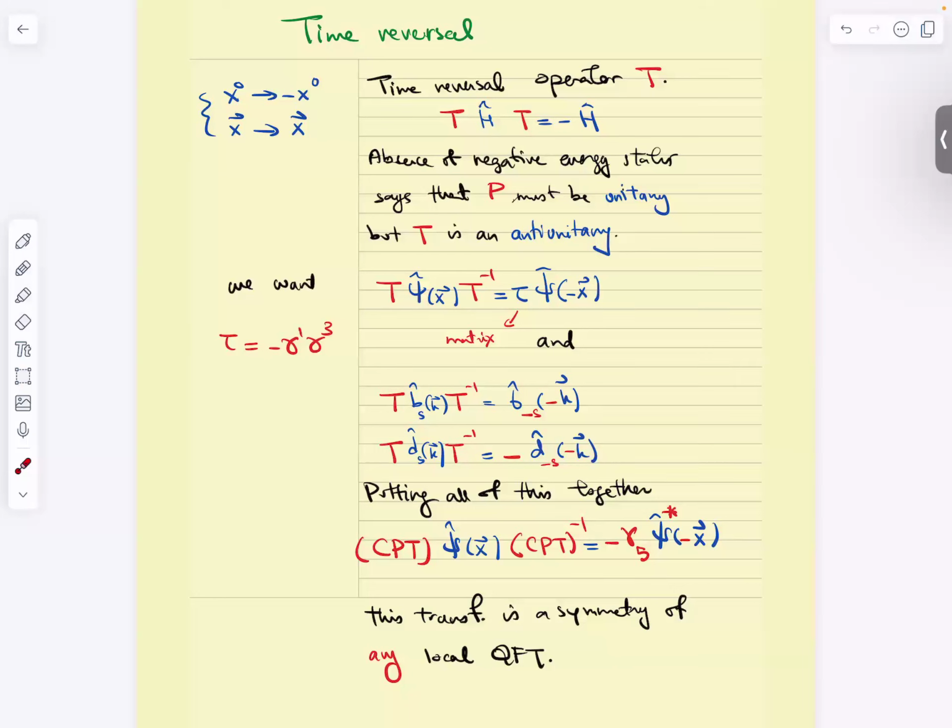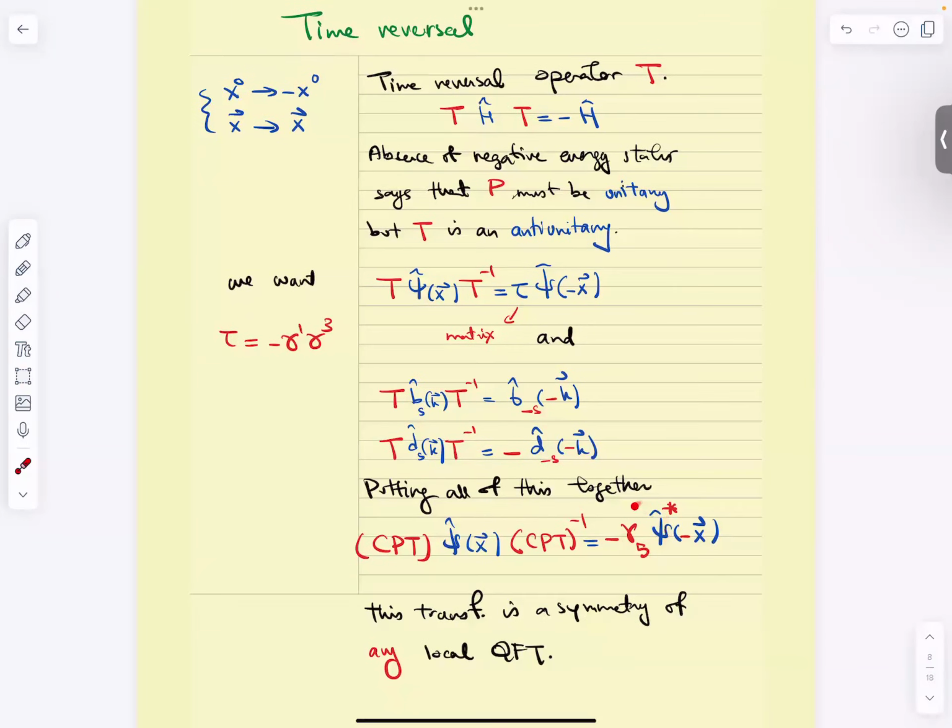putting all of this together, it tells you that if you take a spinor psi of x and apply a CPT transformation, it sends it to minus gamma 5 psi star of minus x. Remember what gamma 5 was? It's i gamma 0, gamma 1, gamma 2, gamma 3. Right, that was gamma 5. I defined it, right? I think I did.